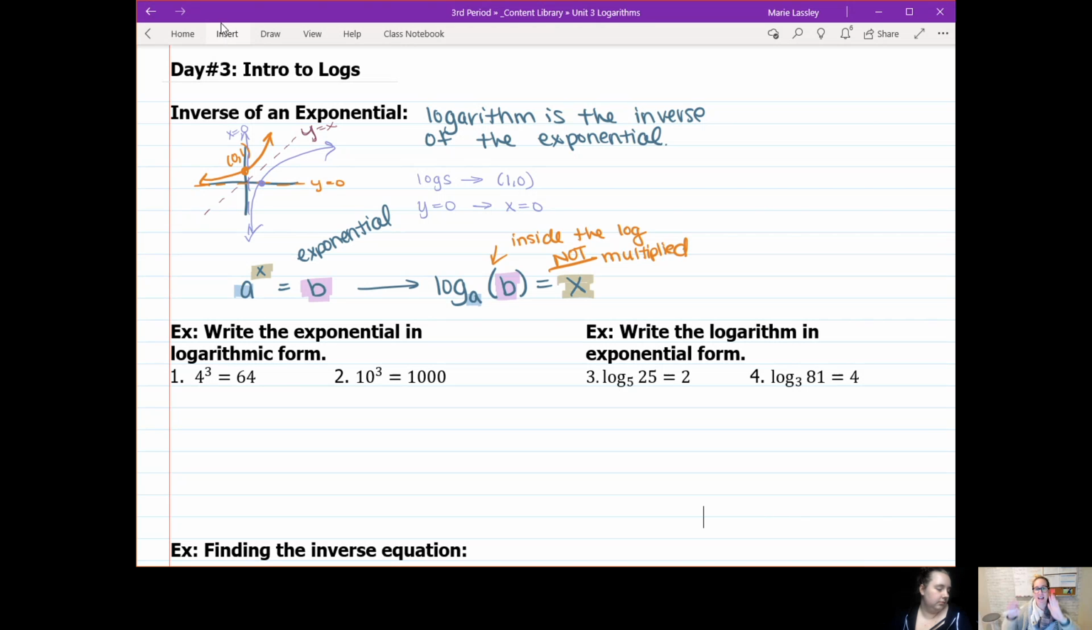But when you hit LOG, it opens up a parentheses. Your B value is what goes inside that parentheses. Okay, so it's in the log. It's not being multiplied to the log.